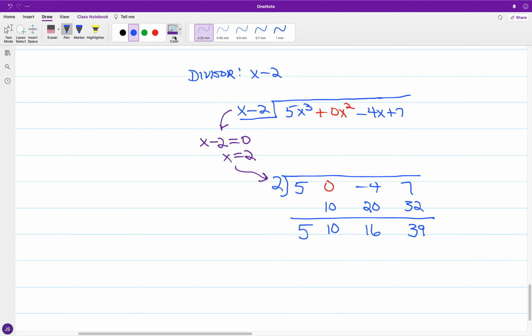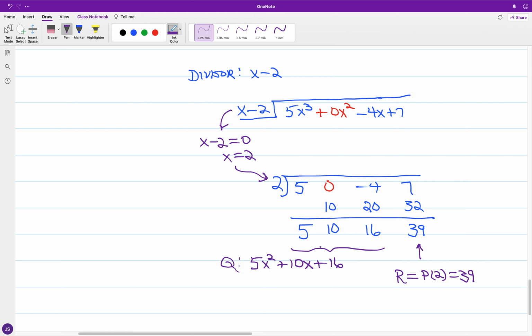Okay, and so we have the outcomes. We want to have the remainder. The remainder would be your p of 2, which is going to be 39. And as for the 5, the 10, and the 16, we're going to have for the quotient 5x squared plus 10x plus 16. If I did the full display, you would have 5x squared plus 10x plus 16 plus 39 all over x minus 2.